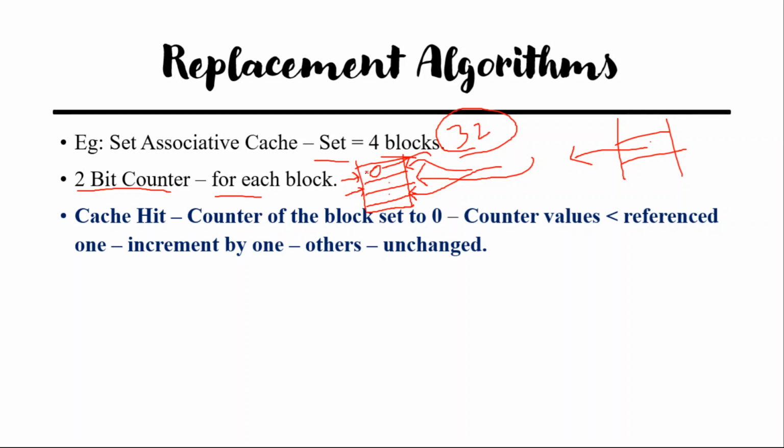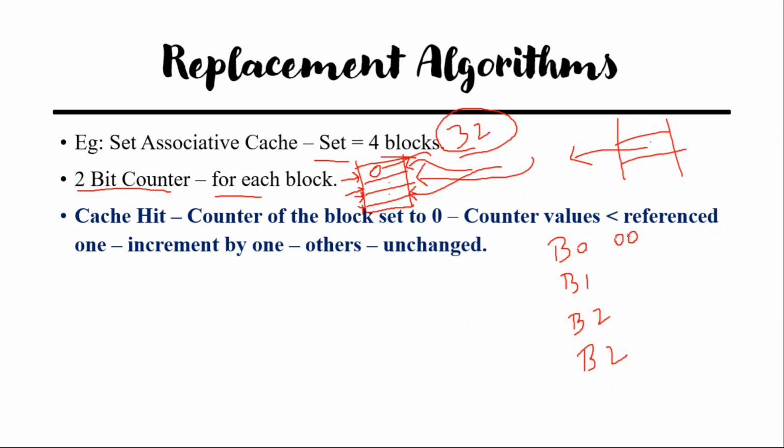In our case, each set contains how many blocks? 4 blocks. So for each of these 4 blocks there will be a 2-bit counter. Let us assume each set contains 4 blocks, which are block 0, block 1, block 2 and block 3. So in each set we have these 4 blocks, and there will be a 2-bit counter in each block.